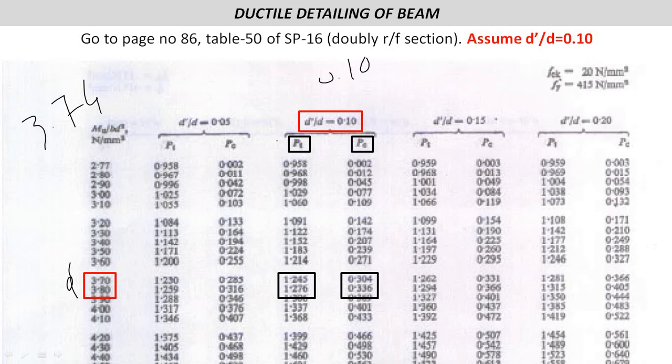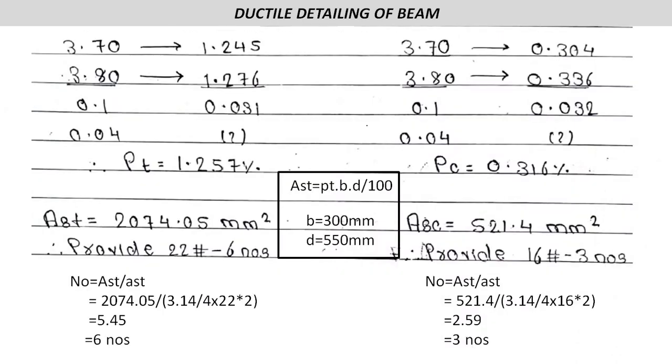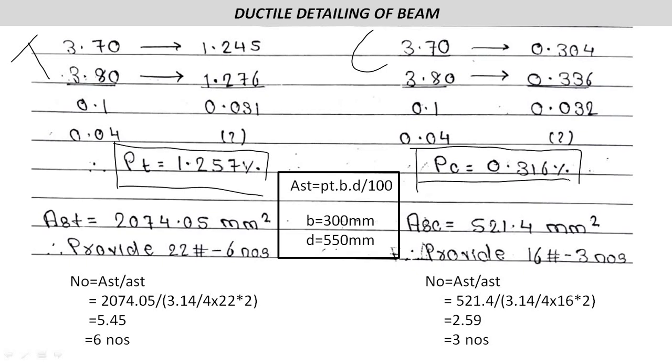For the ratio d dash upon d we will assume 0.10. There are two reinforcements, percentage of steel in tension and percentage of steel in compression. This percentage of steel we will interpolate. Here this is for the percentage of steel in tension and this is for compression. So we interpolate and find the percentage of steel in tension as 1.275%, and the percentage of steel in compression as 0.316%.